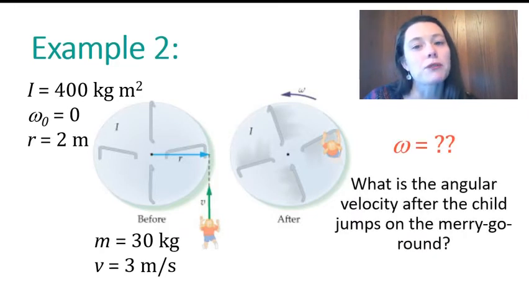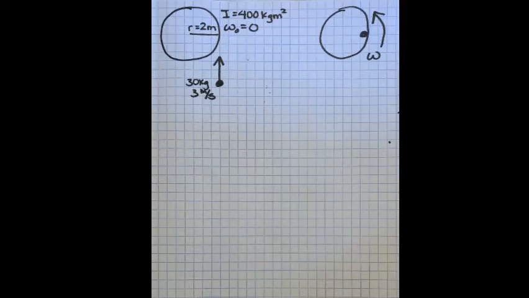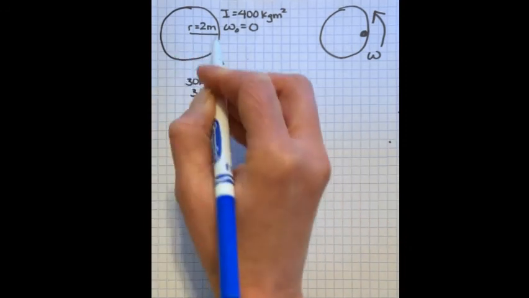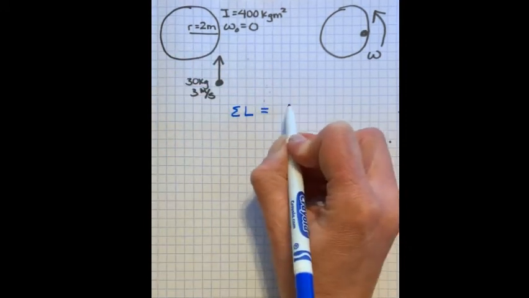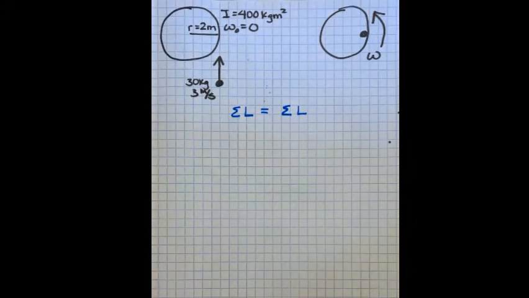After the child jumps onto the merry-go-round, how fast will it be rotating? That means, what will our final rotational velocity be given these initial conditions? We will again start this solution with the conservation of angular momentum. So the sum of the momentum before the child jumps on the merry-go-round is equal to the sum of the momentum after they jump on the merry-go-round.